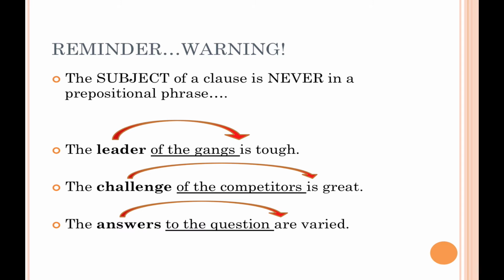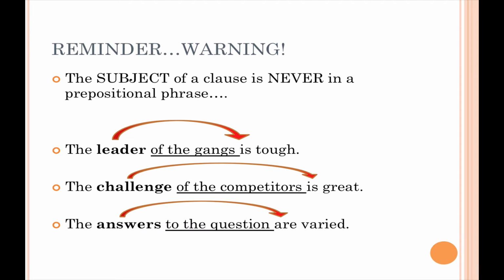Number 2, the challenge of the competitors is great. Again, the subject is challenge, not competitors. A lot of people want to make the assumption that the word closest to the verb must be the subject, and those are the 2 words that we must make agree. Sometimes they are. Oftentimes, as you get into more complicated pieces of writing, they are not. So find the true subject, the simple subject, the one-word subject of the sentence, and that cannot be in a prepositional phrase. So we look at the word challenge. Challenge is singular. Therefore, we take a singular verb, and in this case, again, it is.